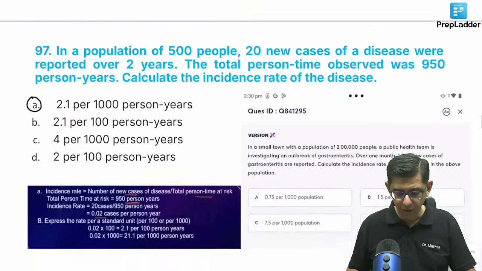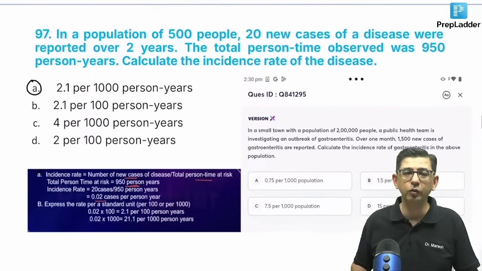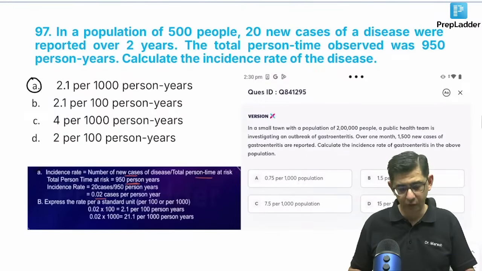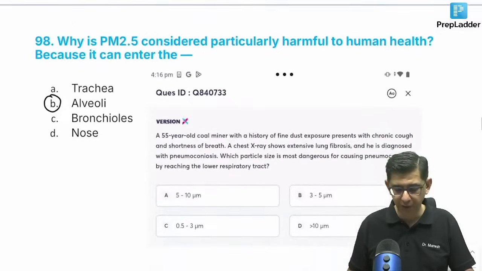And we move on to the PSM part. PSM part, ma'am has done the calculations very well. So I'm not getting into the calculations part. They're already present in the PDF. So the answer for this one is option number A.